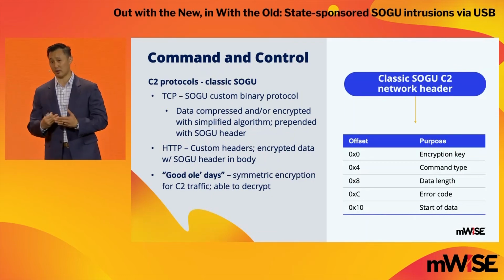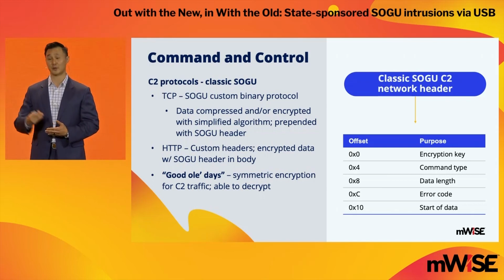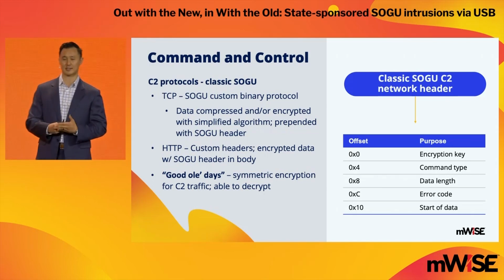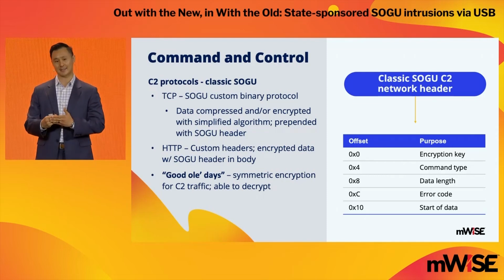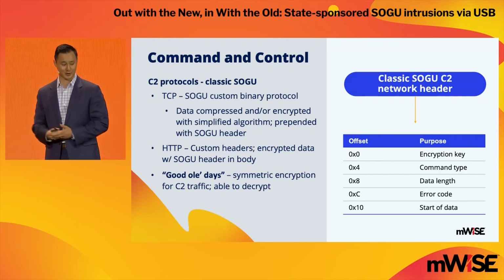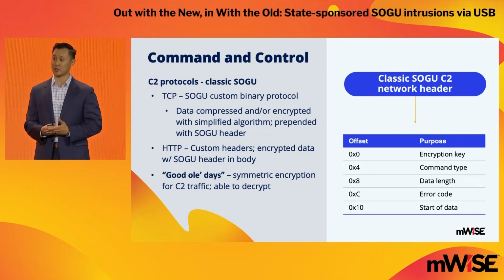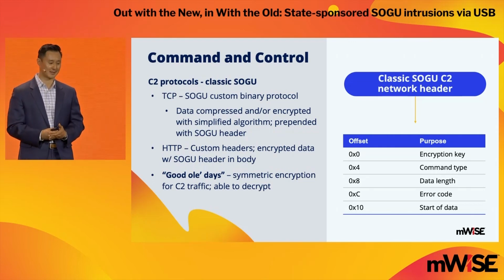Its C2 protocol is largely unmodified from the classic SOGU backdoor. So for TCP, data is either encrypted or compressed using a slightly modified SOGU algorithm, and then that classic SOGU header on the right is prepended to the encrypted or compressed data, and that's sent to the C2 server. For HTTP, it communicates with its C2 server using HTTP POST requests and custom headers, and that encrypted data is sent in the body of the POST request.